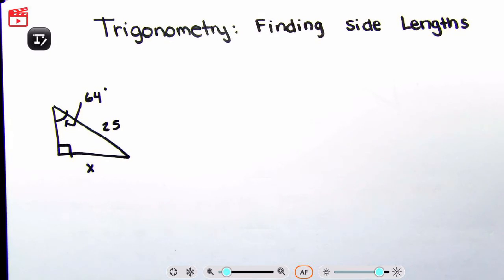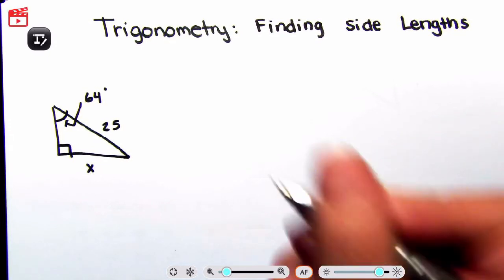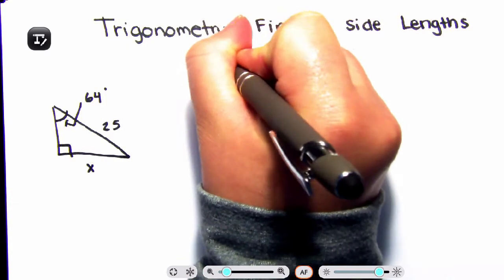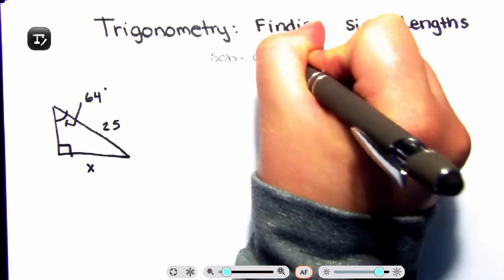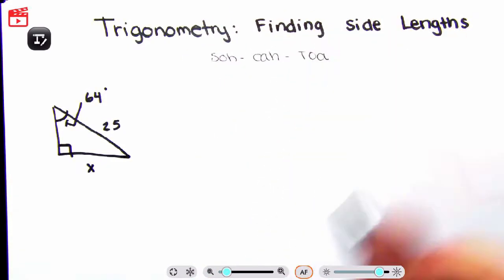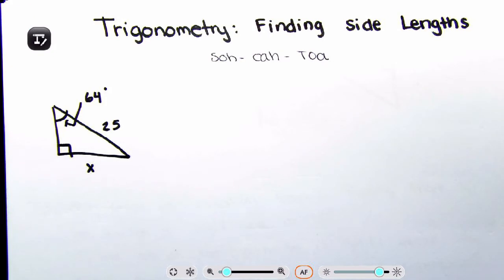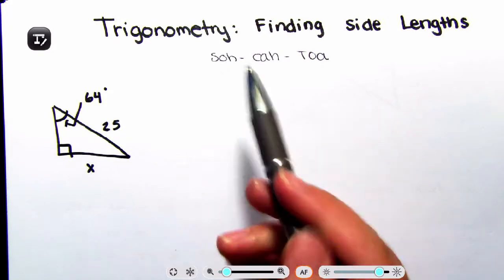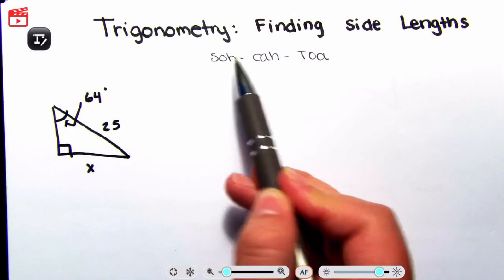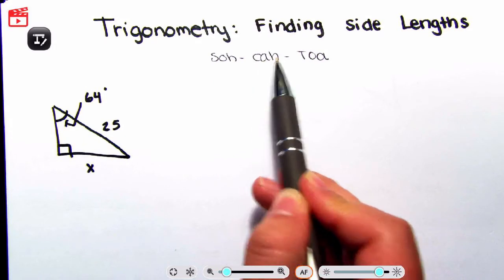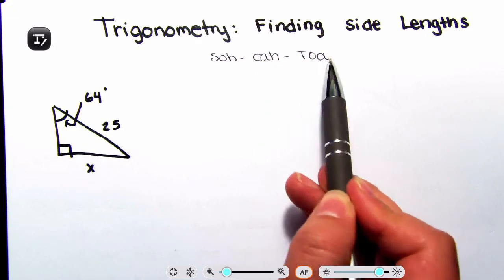So before we fully jump into question number 1, let's recall our SOHCAHTOA. This is just going to remind us what our trig ratios, or trig functions, are. Sine is opposite over hypotenuse, cosine is adjacent over hypotenuse, and tangent is opposite over adjacent.